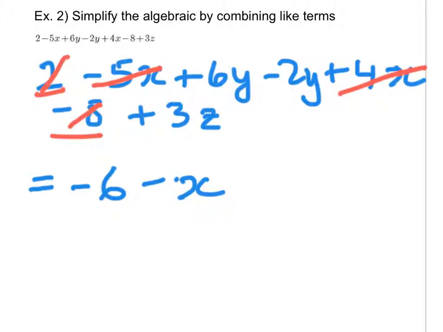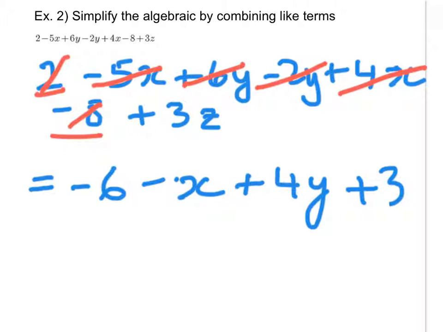Now, the next term is 6y. Look for other y's to combine that with. We have 6y minus 2y. So how many y's is that in total? Plus 4y. And then, all the terms have been removed. The only one that's left is the 3z, and there's nothing to combine that with, so it just stays as it is. Okay? Simple.